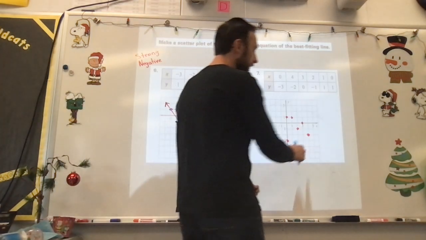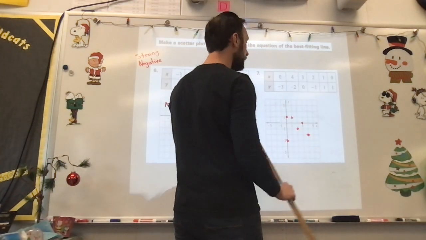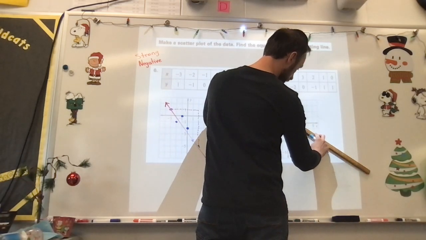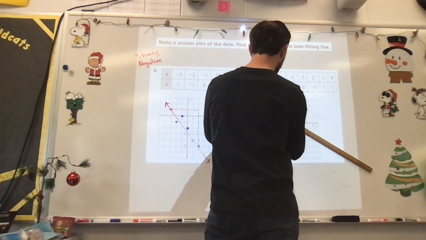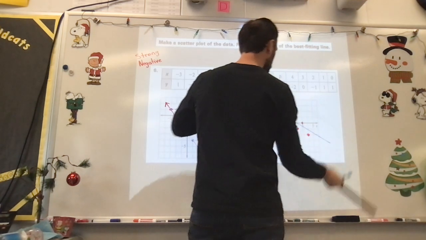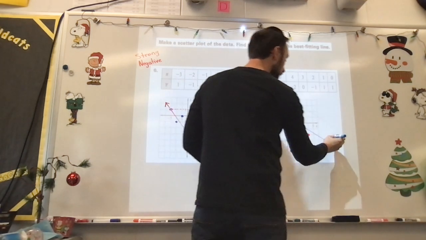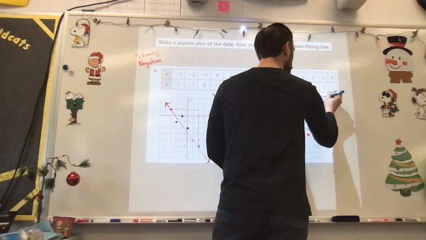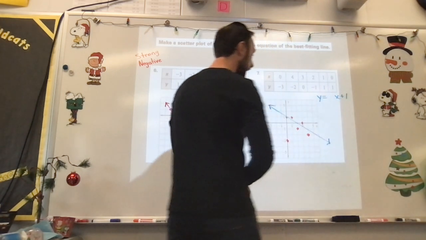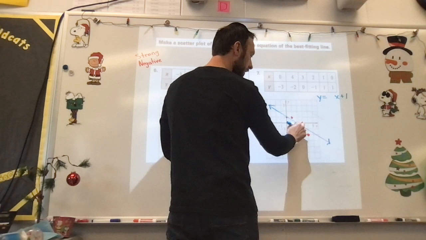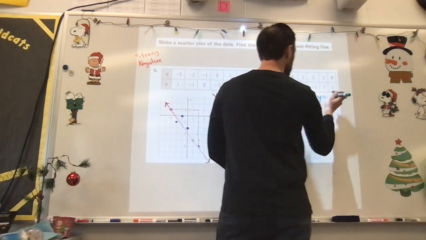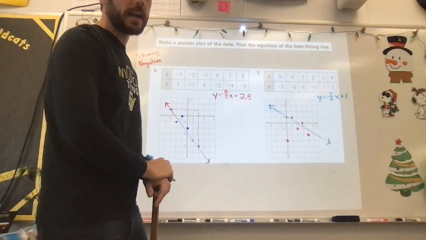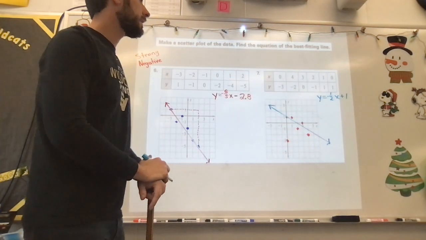So for my line of best fit, I'm really going to contend with just these points right here. And I'm going to draw it kind of through the middle there, like right there. I would say it crosses the y-axis at +1, so y equals something x +1. It looks like I have a point there and a point there, so I go up 1, left 2. I go left as negative. So I could say the line of best fit for that graph would be y equals -1/2 x +1.